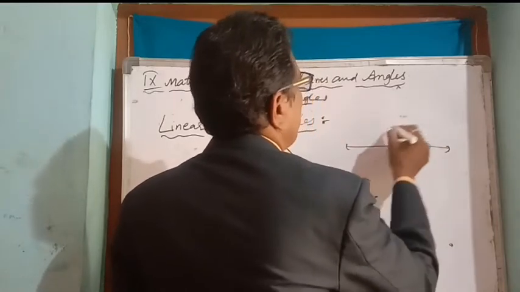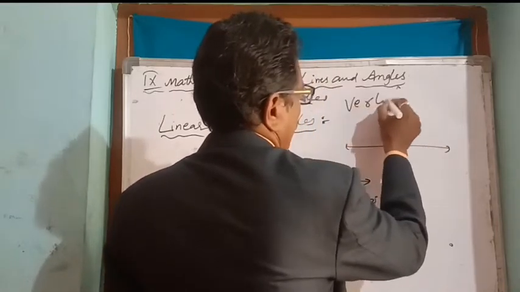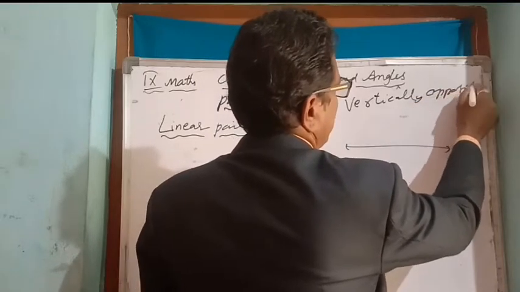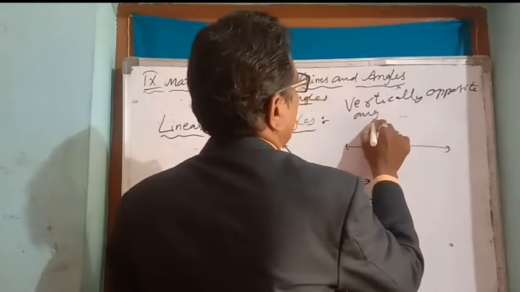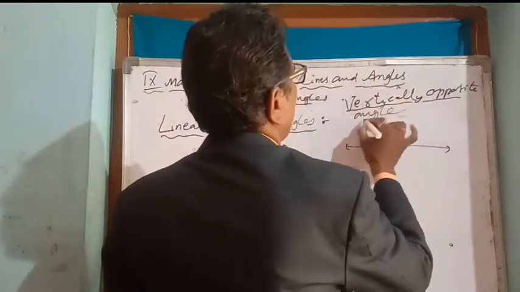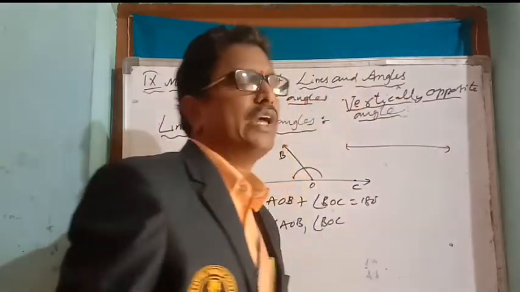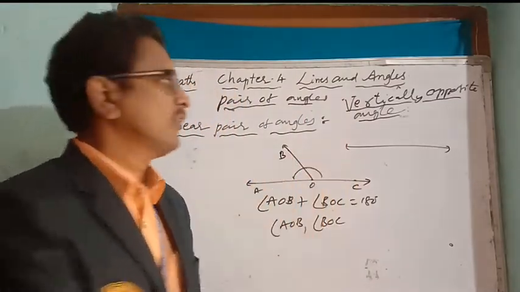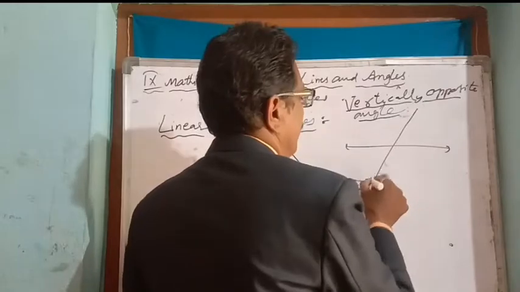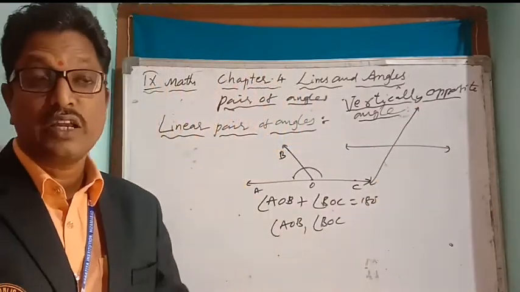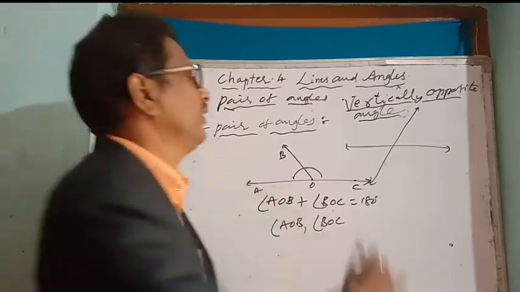Now one more: vertically opposite angles. What are vertically opposite angles? When two lines intersect each other, they form two pairs of vertically opposite angles. Those are equal. Vertically opposite angles are always equal.